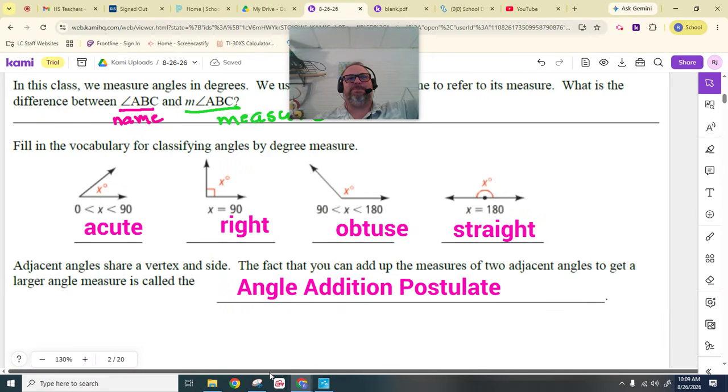Now, obtuse, that's when it goes past 90 all the way to 180. All right? Now, this straight angle, it's like, well, that's a straight line. No, it's a straight angle. All right, why do we have our Chromebook out? We're not Chromebooking right now. All right, so now, just like we had the segment addition postulate, we can have the angle addition postulate, okay?